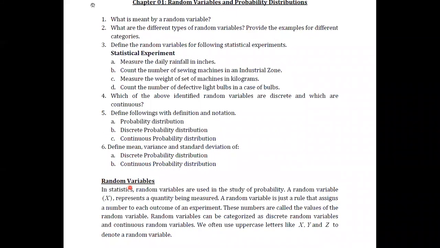Actually, these are the 6 questions that I have asked you to provide answers to. When you provide the answers, it means that we will be able to complete the theories related to random variables.